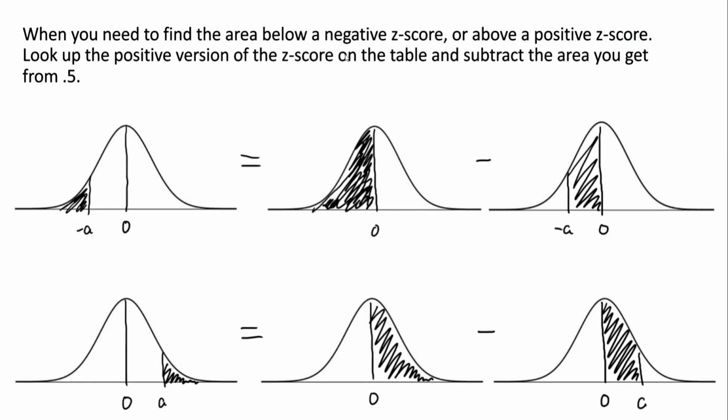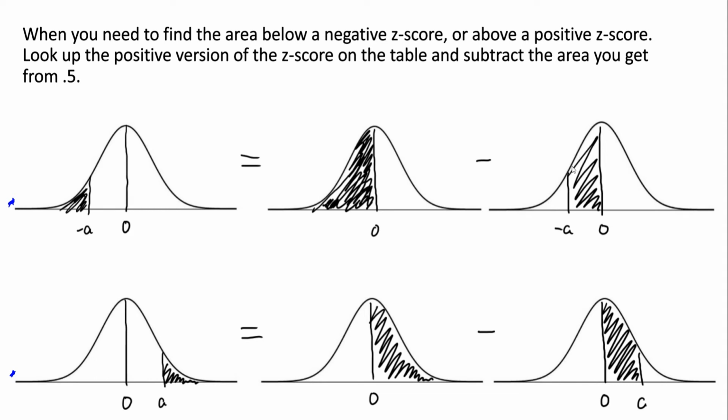Now we'll look at another type of area. When you need to find the area below a negative z-score, like we have over here, or above a positive z-score, like we have over here, look up the positive version of the z-score on the table and subtract the area you get from 0.5.